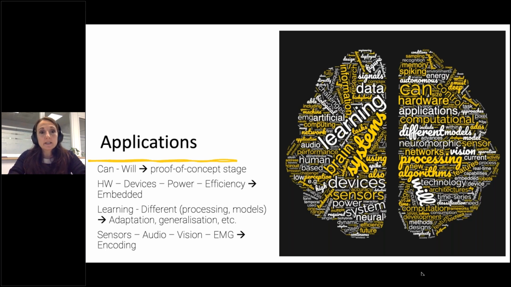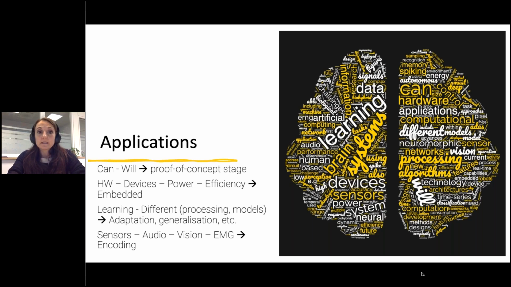Other keywords are learning and different processing and models. This leads to the concept of adaptation and generalization. All the embedded systems that we are talking about here are systems that somehow need to interpret noisy data from the real world, from an uncontrolled environment. And to do this, we need to have similar skills as the brain does. So being able to adapt, being able to generalize information, and these are all the concepts that Emre explained a few minutes ago.